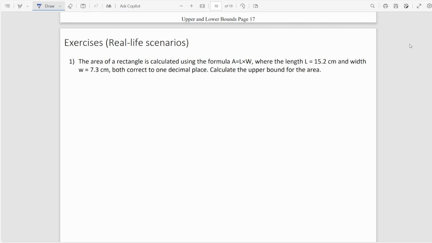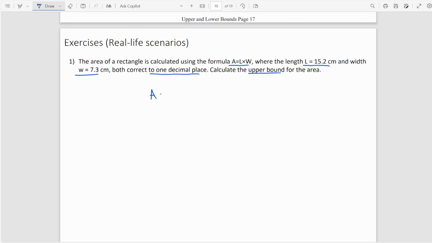Alright, so the area of a rectangle is calculated using the formula area is equal to length times width, where the length is 15.2 and the width is 7.3. Both correct to 1 decimal place. Calculate the upper bound for the area.